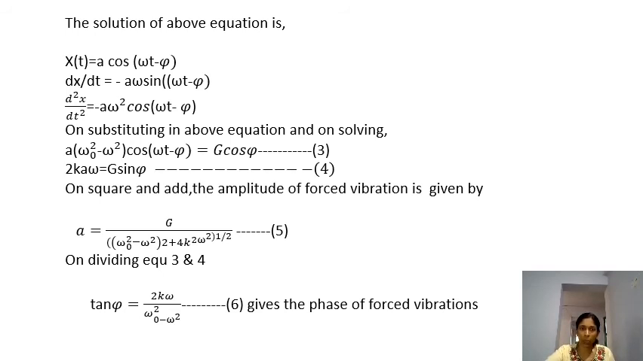On dividing the two equations, we get tan phi equals 2k omega divided by omega naught square minus omega square. I am not solving all the steps here. This will come for the 4 mark or 6 mark questions, so these steps are enough. You have no need to go in depth into the mathematical expression, but you have to explain for what purpose we are using this equation. Explanation is essential.